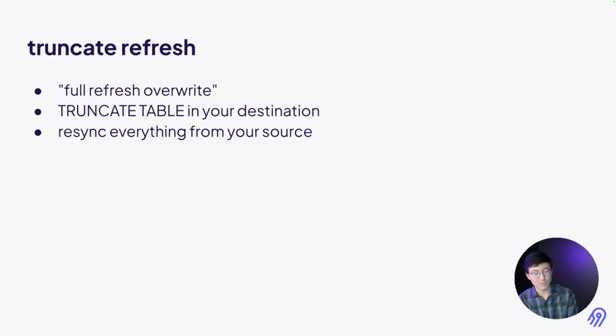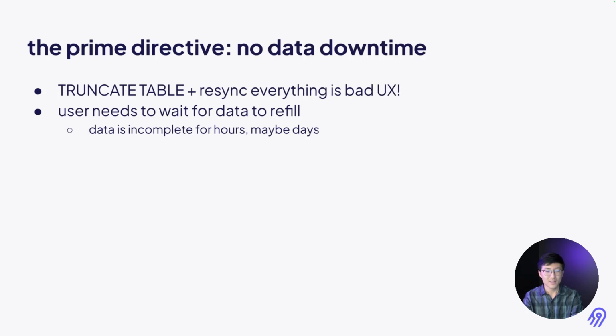But if you thought that was cool, let's talk about this other thing called truncate refresh. And this is an Airbyte specific feature. It's essentially a full refresh override sync that you can run on demand. You can think of this as truncate table in your destination, pull everything out of your source, put it into the destination again. Except a little bit more complicated than that, because that's actually really bad user experience. If we actually did that, you'd have to wait for your data to slowly refill for hours or maybe even days. That's just really not a great time.